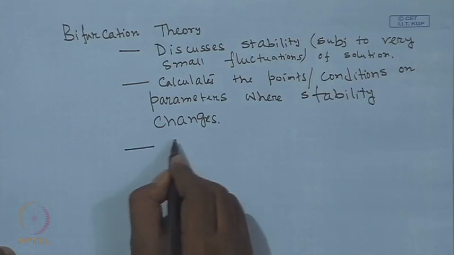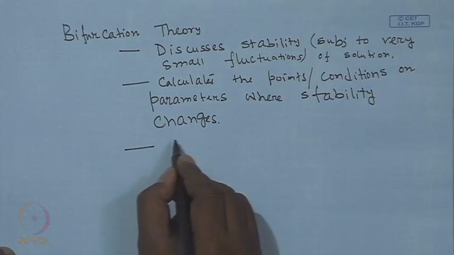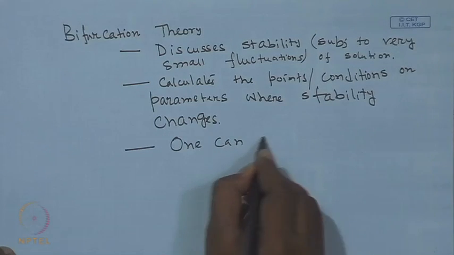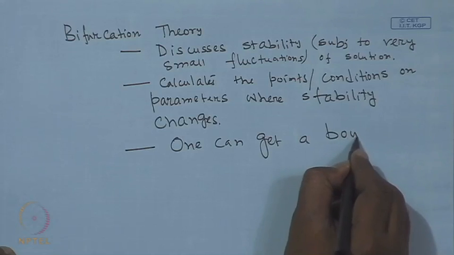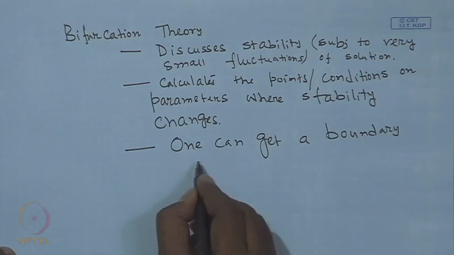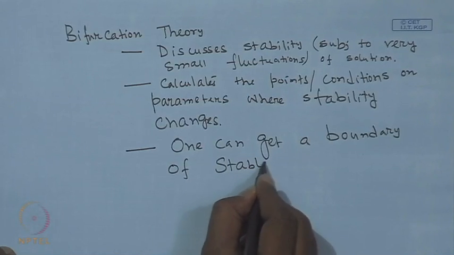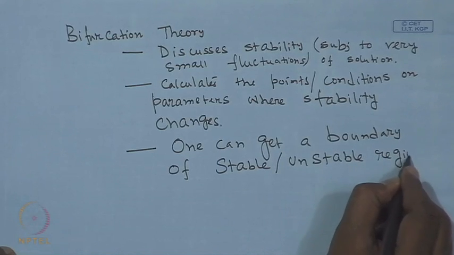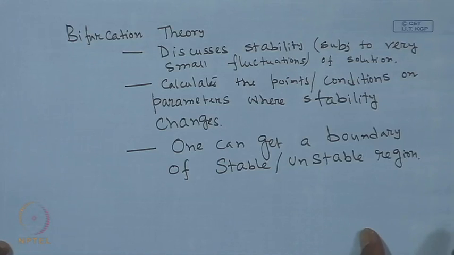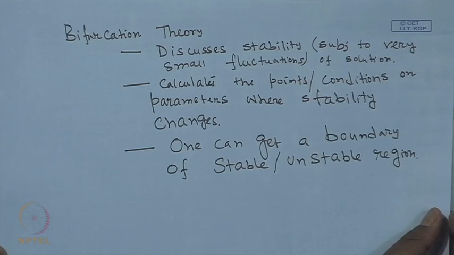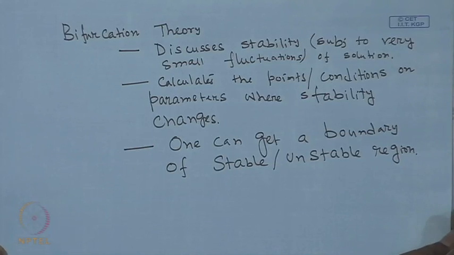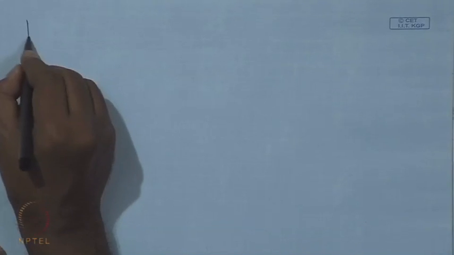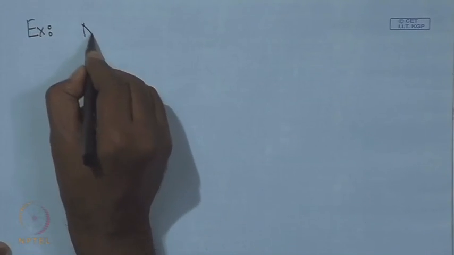Okay. One also gets a boundary of the unstable region or stable region. Now, we just take up an example, and the example I prefer is the one we have done earlier, in the context of the contraction mapping, the CSTR problem. So, let us take up the example of the non isothermal CSTR problem.